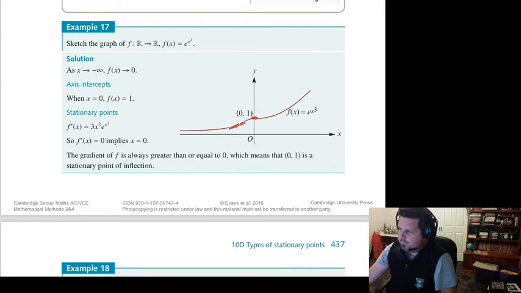To the left of it, we've got a positive gradient, and to the right of it, we've got a positive gradient. And as we said at the start of this chapter, if you've got the same gradients on either side, it's going to be that stationary point of inflection.